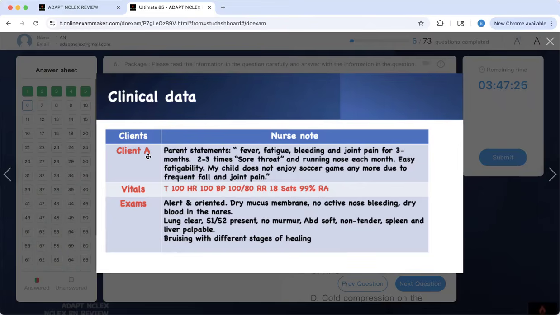He has stopped bleeding, but there is old blood in his nose. His lungs are clear. His abdomen is soft. Look at his spleen and liver. They're big. Something is telling you something, like sequestration. Something is happening to this kid. He has bruising, so he has a bleeding problem. He has infection, and he has an anemia problem. What do you think? Bruising with different stages of healing. This is not abuse. Don't get tricked.